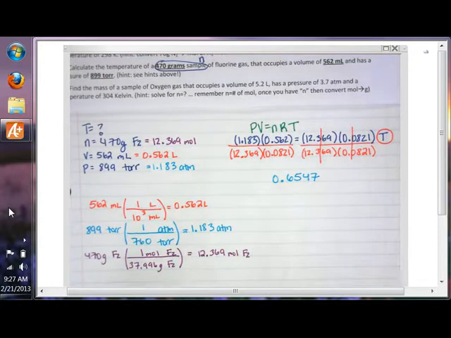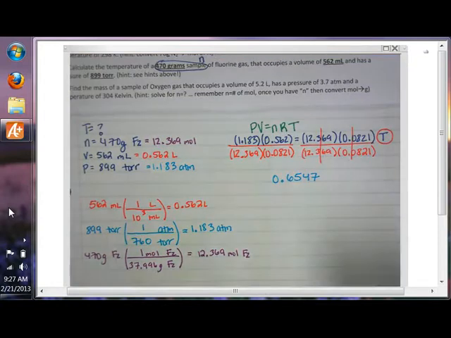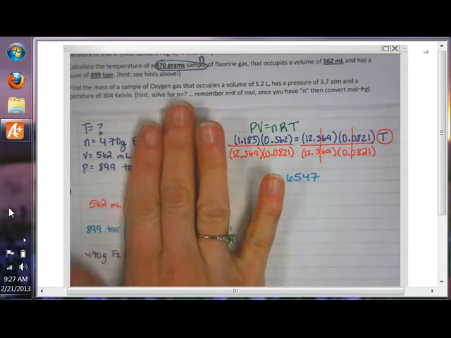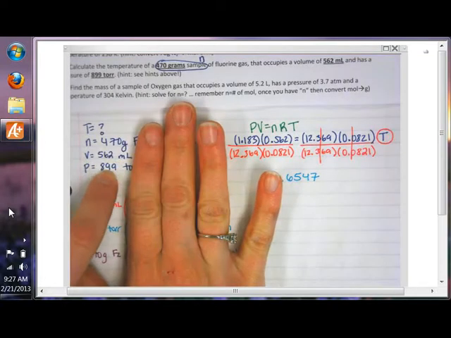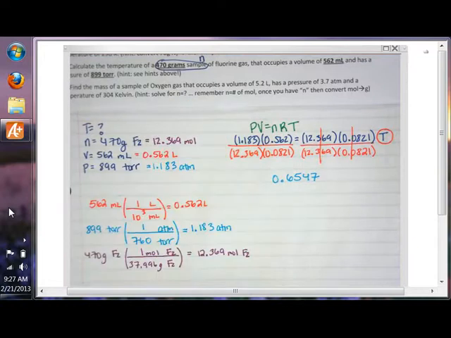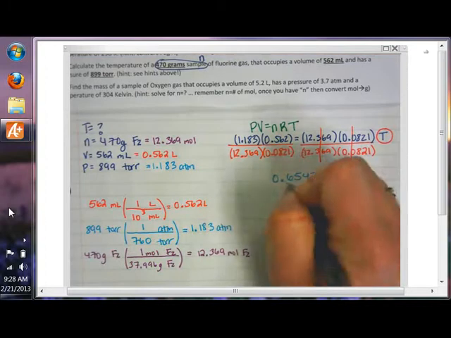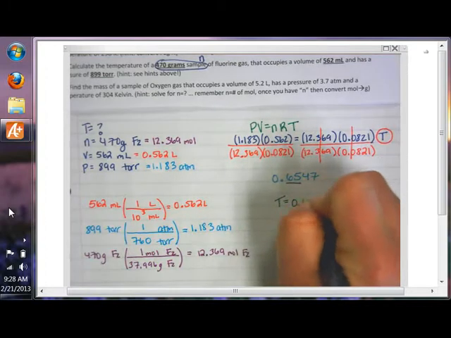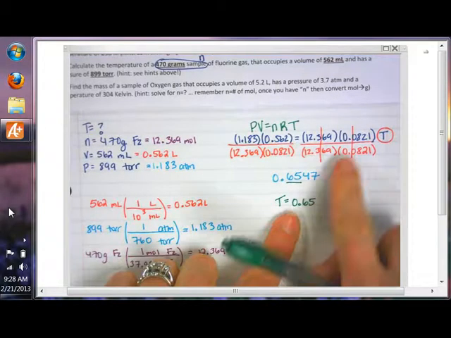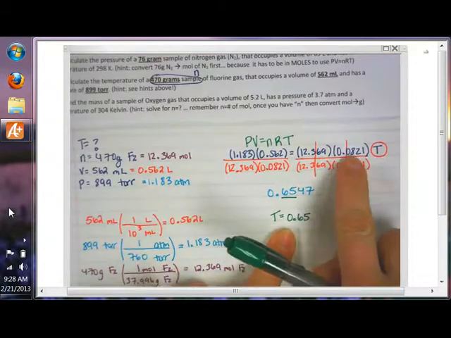It is now that we do our rounding. So I look back at what they gave me. They gave me this number, and this number. 3 sig figs, 3 sig figs. So my answer should have 3 sig figs. So temperature equals 0.65, and according to my R constant, the 0.0821, temperature should be in Kelvin.